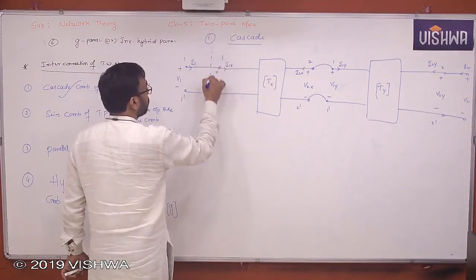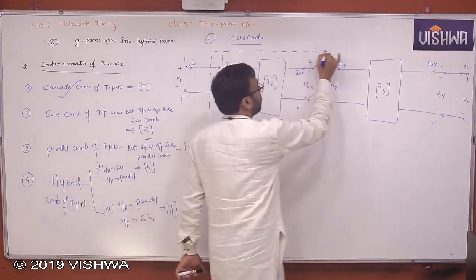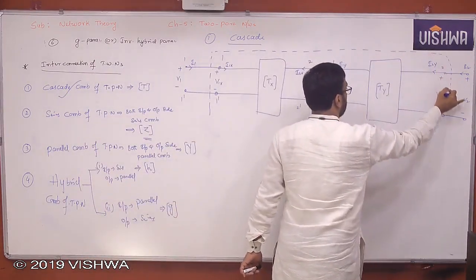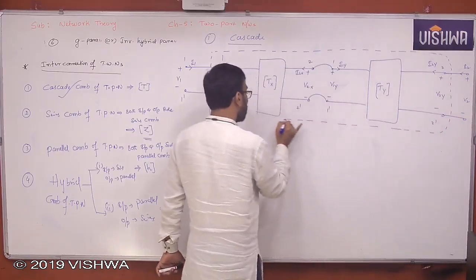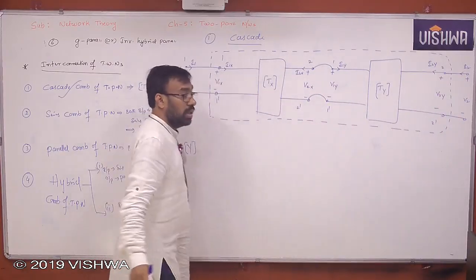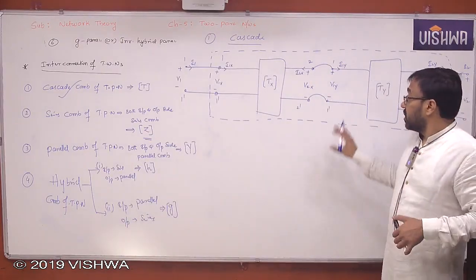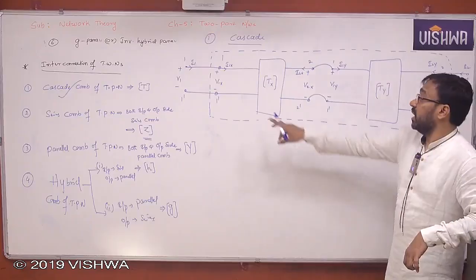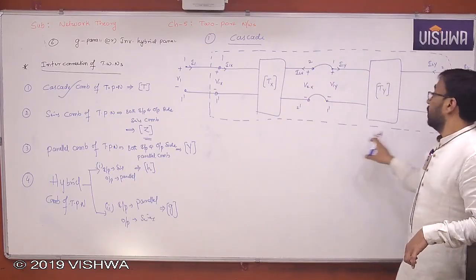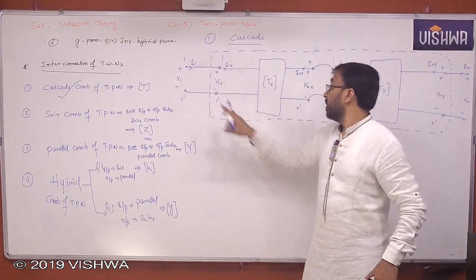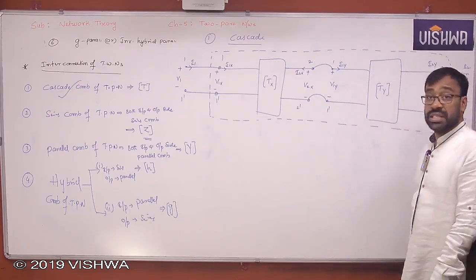Now, this is what the overall two-port network is, replaced by a single two-port network. So now interconnection of two-port networks, this combination can be reduced to one single two-port network, okay, whose variables are V1, I1 and V2, I2. Understand all of you, okay?